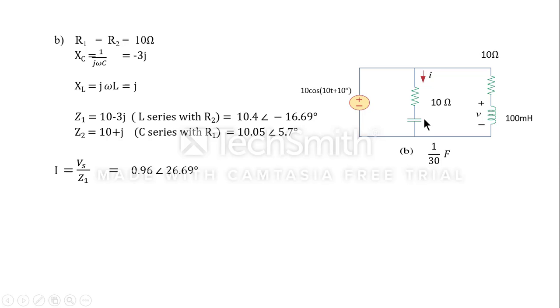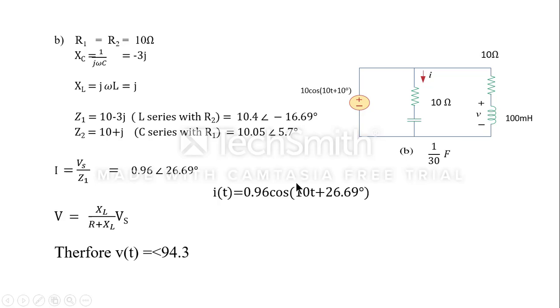Now current can be found using the formula I is Vs by Z1, which is equal to 0.96 with an angle of 26.69 degree. So I of t is given as 0.96 cos 10t plus 26.69 degree amperes. And then the voltage is found using the voltage divider rule, where voltage across the inductor is equal to XL by R plus XL into Vs. So V of t is equal to 1 with a polar angle of 94.3. So therefore we find the answers.